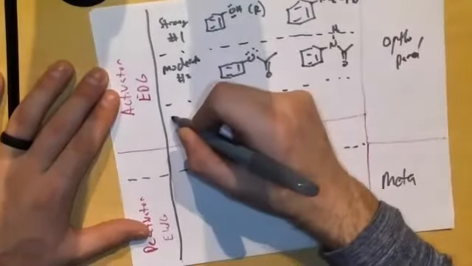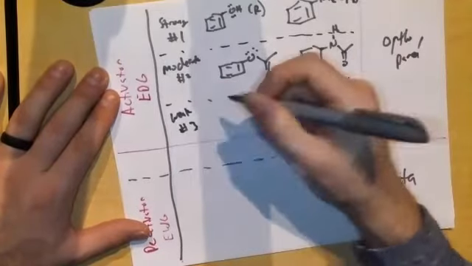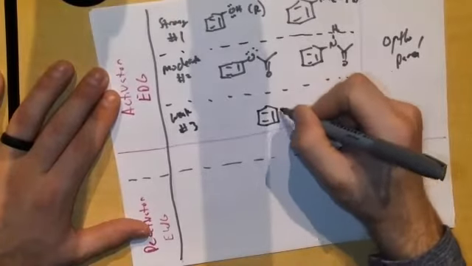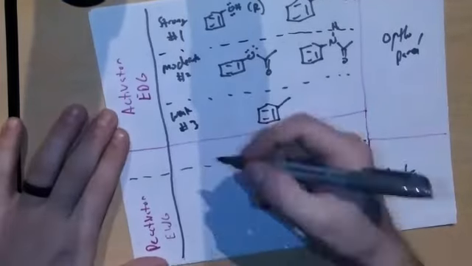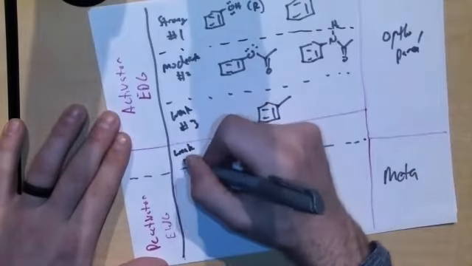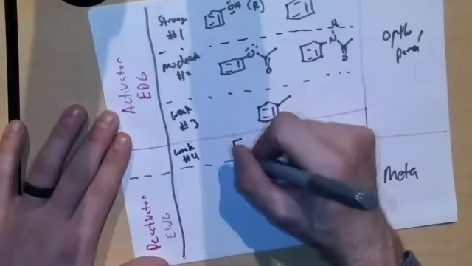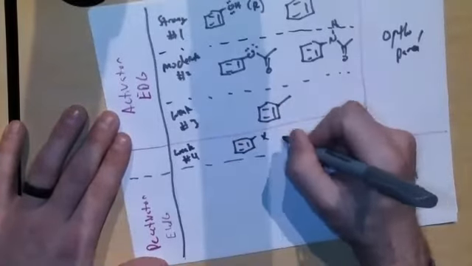Our group three is our weak activators. Could be things like carbon groups, toluene, ethylene, bigger groups, stuff like that. Our weak deactivators, so group four, this is going to be halogens. We are still in the ortho-para director category.